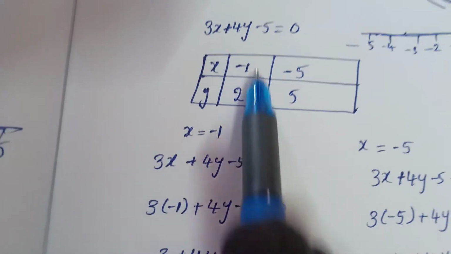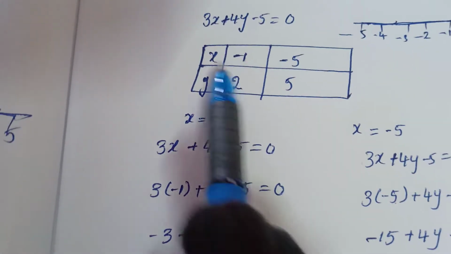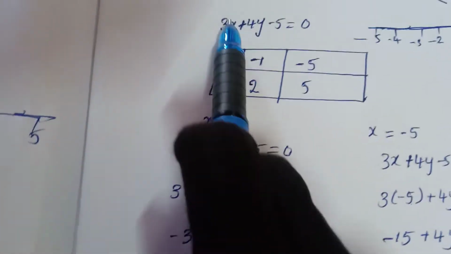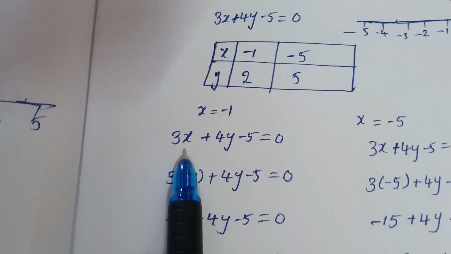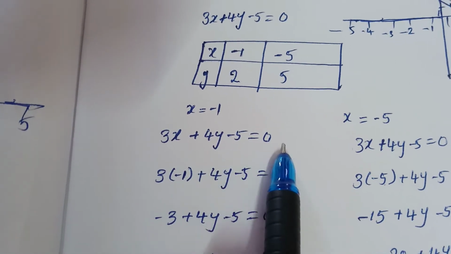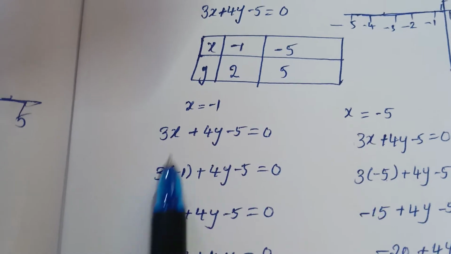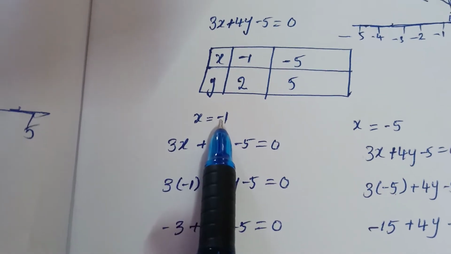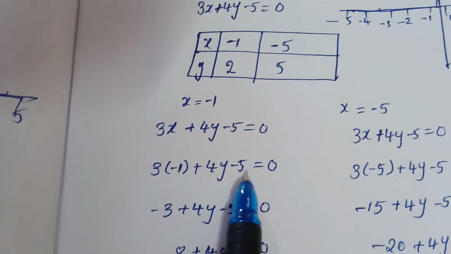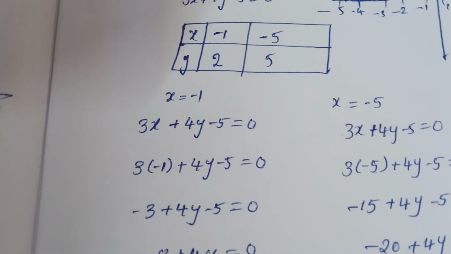Okay, I am substituting the x value in the given equation to get the y values. Take x equals minus 1; in place of x we substitute minus 1. The equation is 3x plus 4y minus 5 equals 0. In place of x we substitute minus 1: 3 times minus 1 plus 4y minus 5 equals 0.